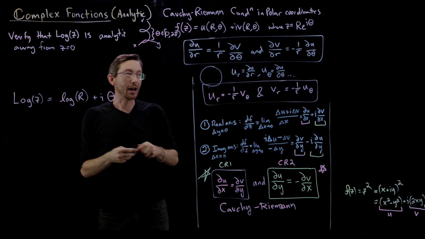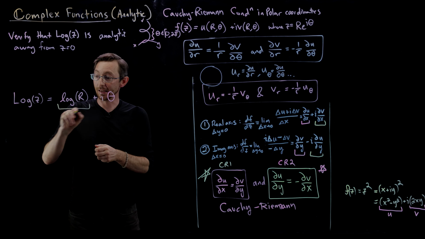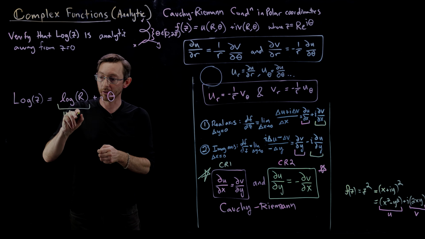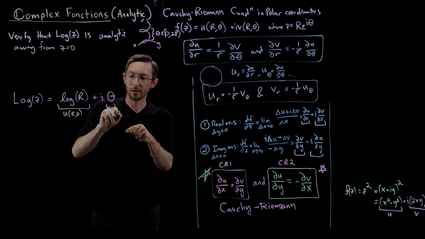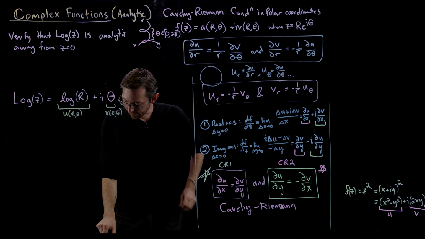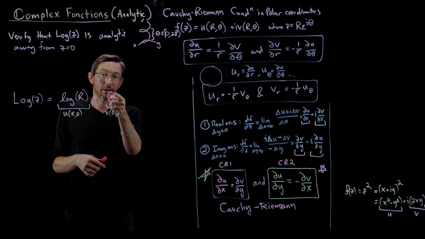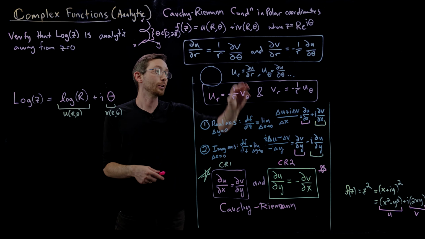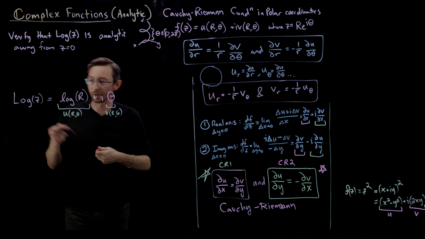So again, that's why I wrote it in this weird kind of way, where this is u of r theta, and this is v of r theta. And it's kind of nice because u is only a function of r and v is only a function of theta. So you're going to see that kind of trivially this is actually true. And we'll just do that.